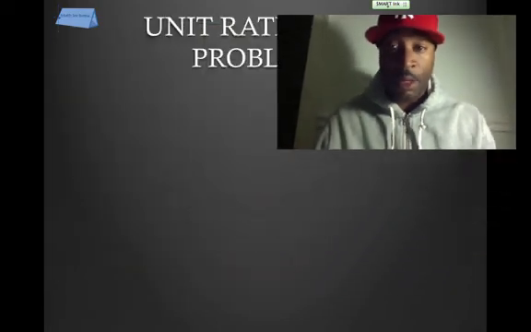Remember, unit rate is per one, trying to find out how much or how fast or how far you could travel for 1 unit, whether that's 1 second, 1 minute, 1 hour, whether it's the cost of one. Remember, per one and for every one mean the same thing. All right, so let's get it in.